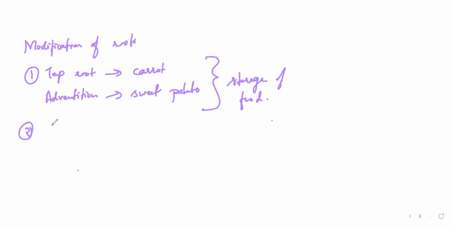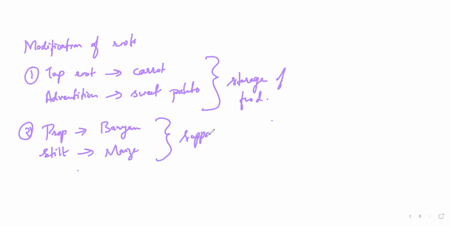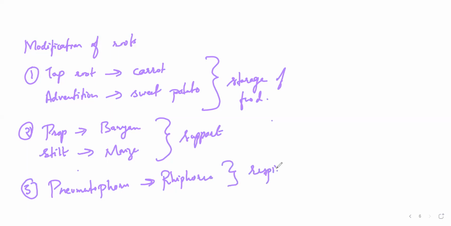Then comes the second one, which is prop and stilt root. Prop root is present in the banyan tree and stilt root in maize, and this is basically for support. Then comes the third modification, which is pneumatophores, which is present in Rhizophora, and the function is respiration, or you can also say aeration.